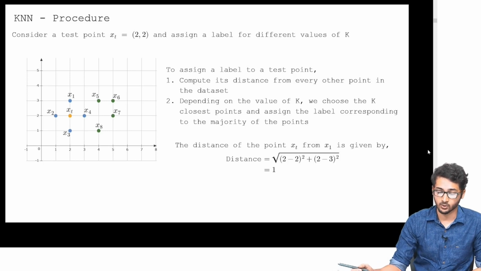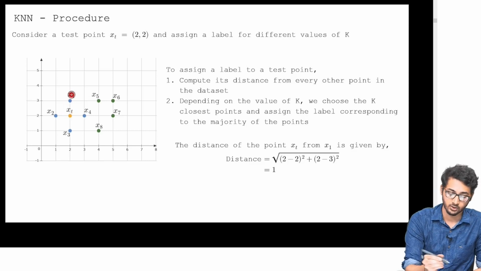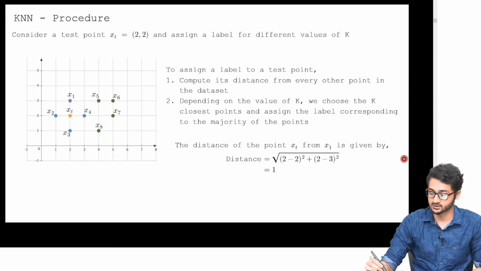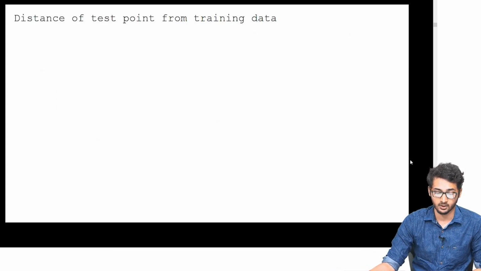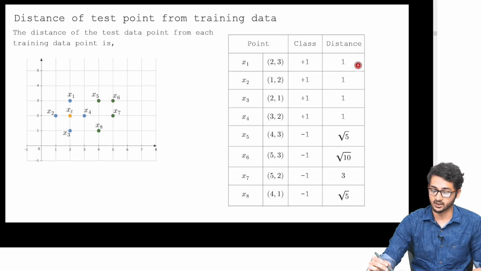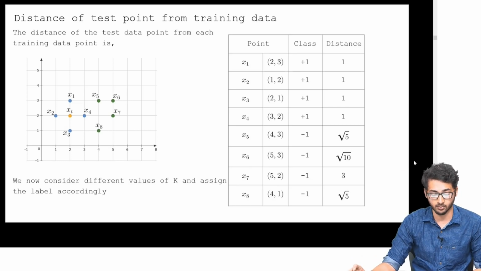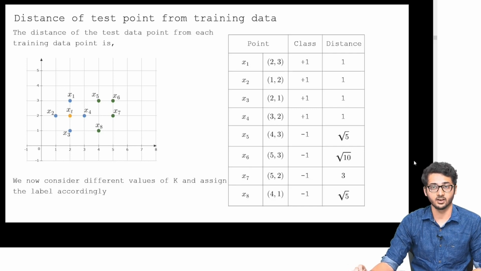So first we have a look at the distance of our test point xt with this point x1. This is the Euclidean distance that we have calculated, and it turns out to be 1. Likewise, we are going to calculate the distance of the test point with all of the points in our training data set. These values are indicated in this table here. Now that we have the distance of our test point with all other points, depending on the value of k, we are going to assign a label to this point.